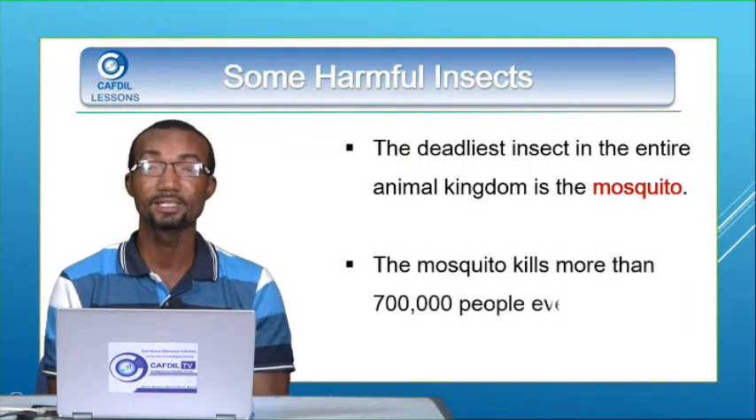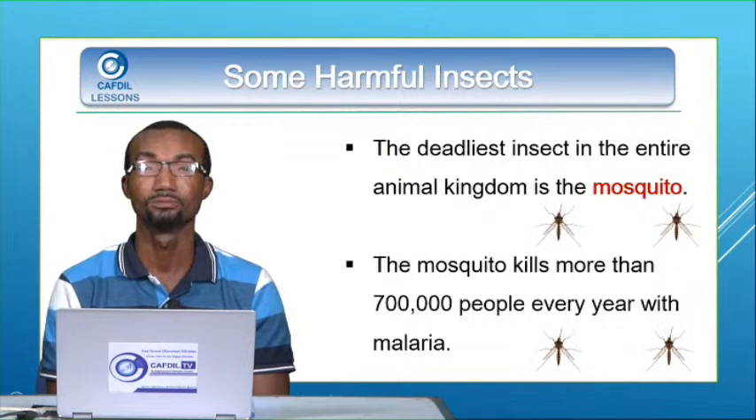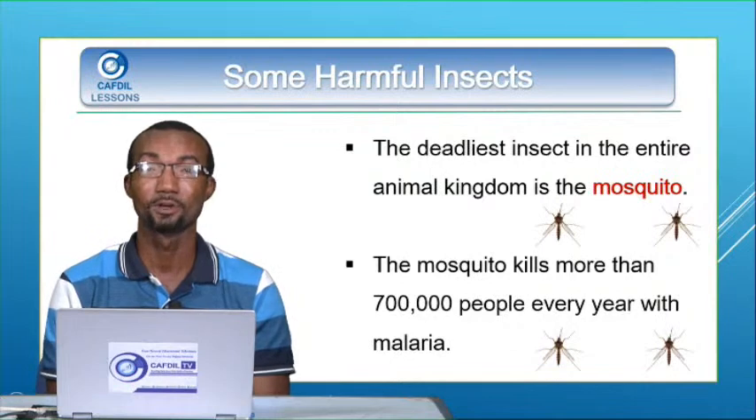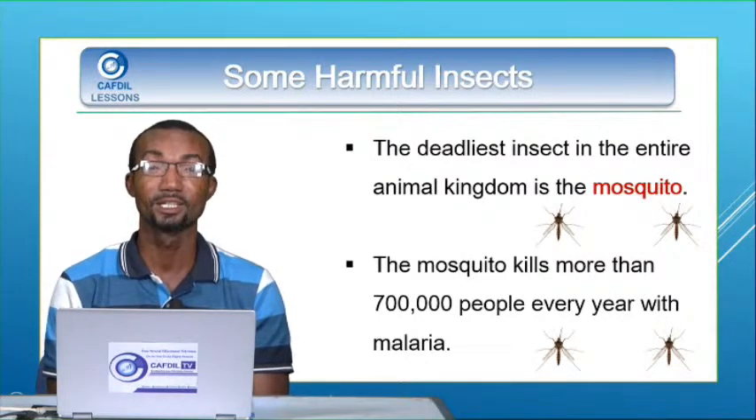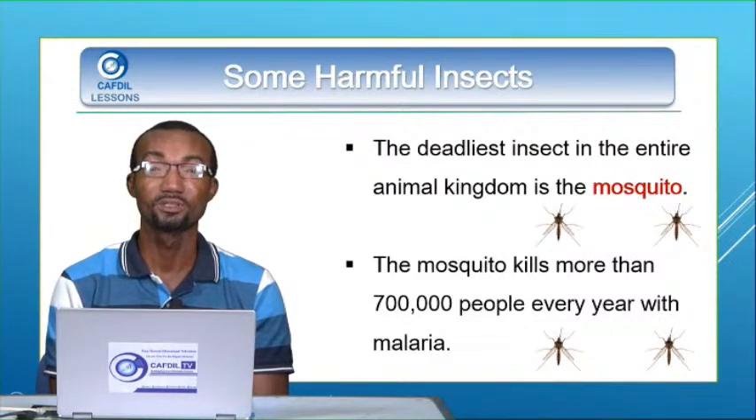The deadliest insect in the entire animal kingdom is the mosquito. Why are we saying it's the deadliest? Because mosquitoes can kill more than 700,000 people every year. Mosquitoes even started killing before COVID-19 and Ebola and the swine flu, the bird flu came. Insects like the mosquito are very dangerous.